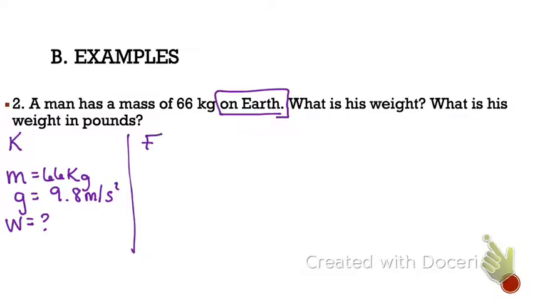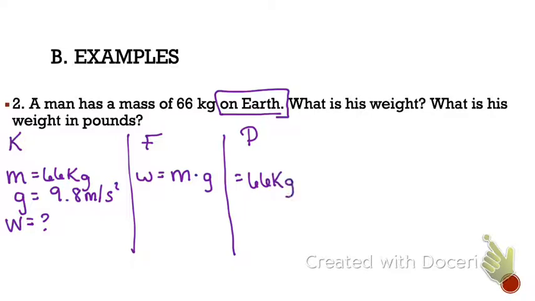The formula is going to be the exact same piece of information as the previous example. Weight is m times g. The mass is 66 kilograms. G is 9.8. So your last step then is to solve.